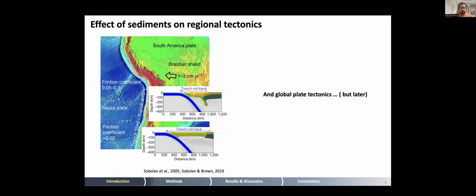The magnitude of shortening in the Andes is strongly controlled by the amount of sediments bringing water into the subduction interface. In the Central Andes, where there is almost no sediment, the friction coefficient has been estimated at 0.05, and we have a shortening magnitude on the order of 300 to 400 kilometers. While in the southern Central Andes, where we have about 1 to 2 kilometers of sediments in the trench, the friction coefficient is less than 0.02. I will discuss the effect of sediments on global plate tectonics later.